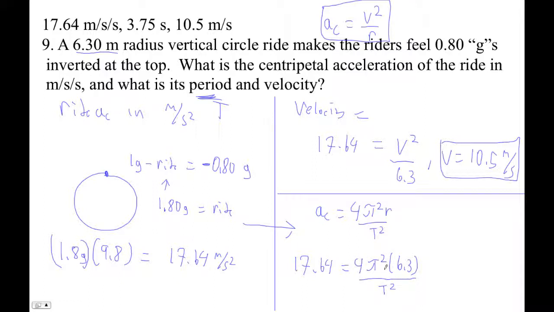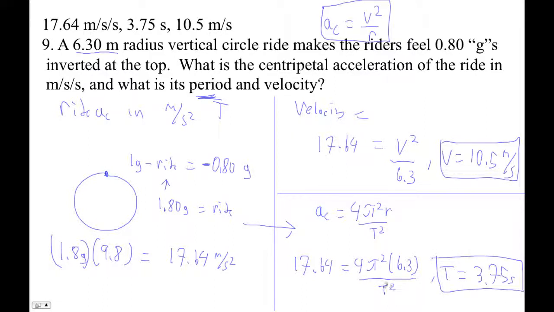So I'm going to do this thing. I'm going to go 4 times pi squared times 6.3 divided by 17.64, that's going to equal T squared. And I'm going to raise that to the 0.5 and get 3.75 seconds.